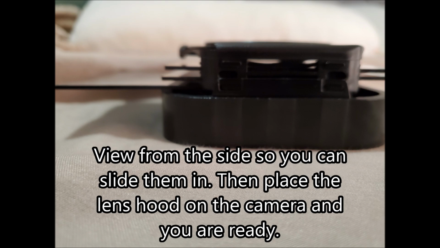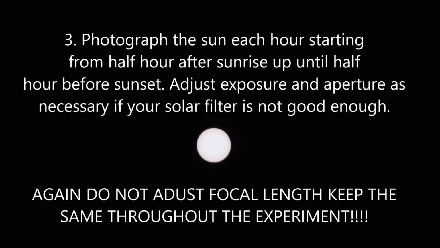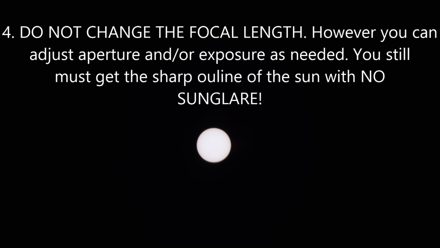That's it. Number 3, photograph the sun each hour starting from half an hour after sunrise up until half an hour before sunset. Adjust the exposure and aperture as necessary if your solar filter is not good enough. This is important. Again, do not adjust the focal length. Keep the focal length the same throughout the experiment. Number 4, do not, under any circumstances, adjust the focal length.